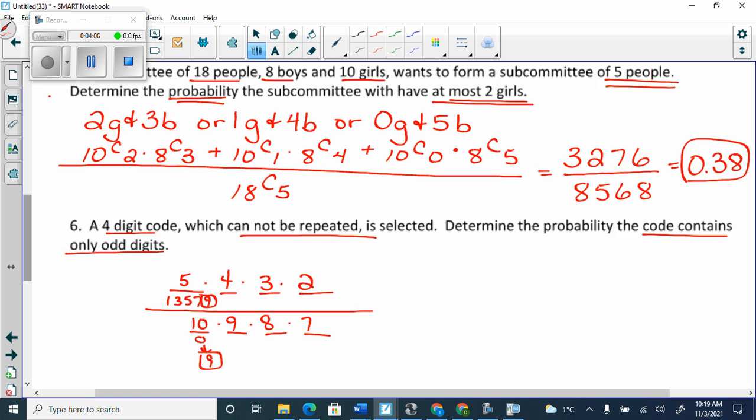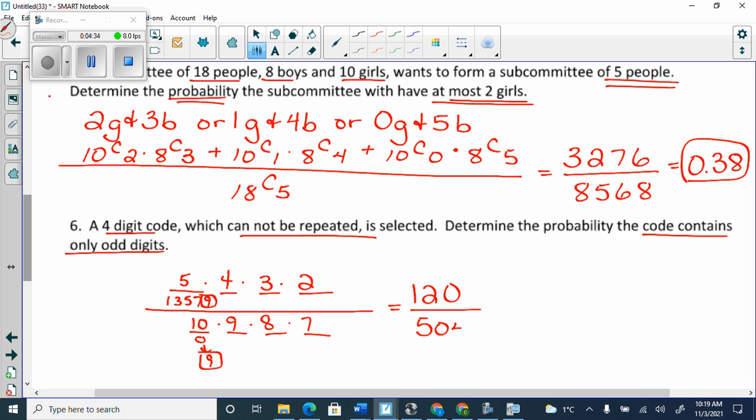And why can I start with a 0? It said digit. It says 4-digit code. Can a code start with zeros? Yeah, a code could be all zeros, right? It's only if it's a 4-digit number that we can't start with a 0. So then I go 5 times 4 times 3 times 2, and I get 120 over 10 times 9 times 8 times 7, which is 5,040.